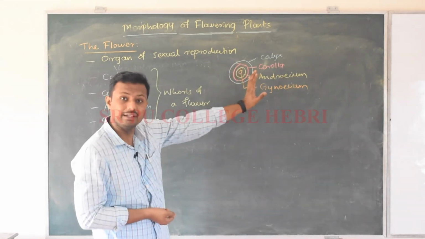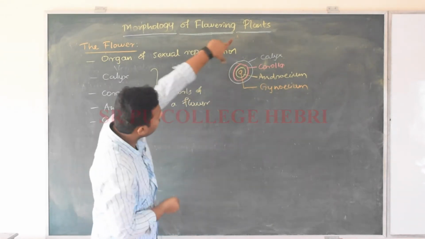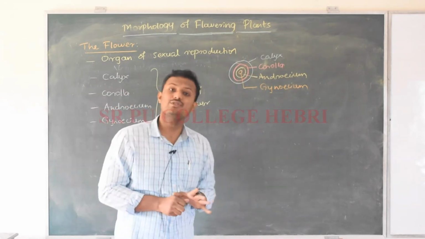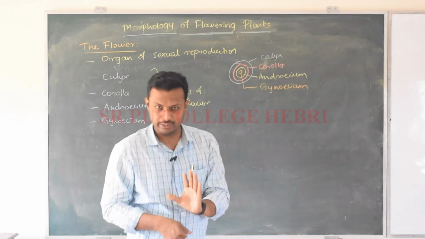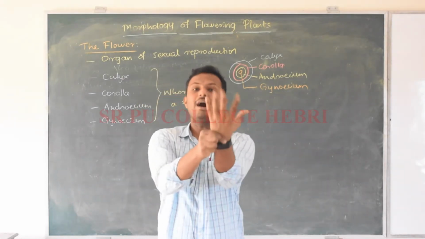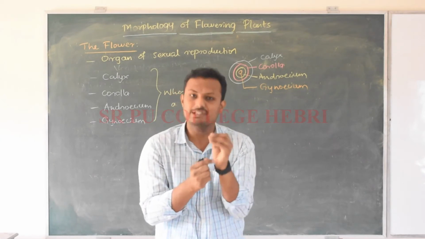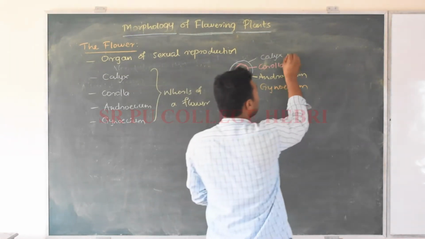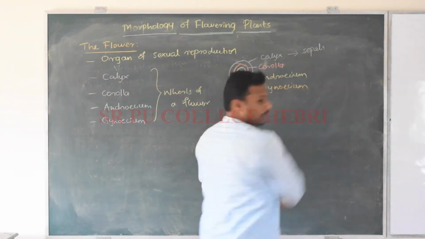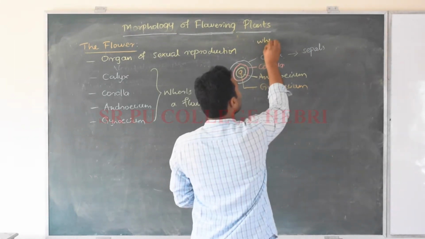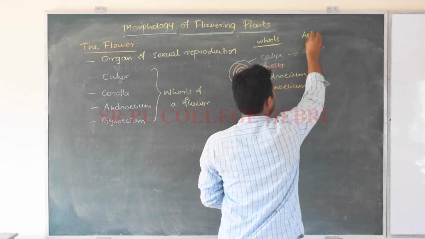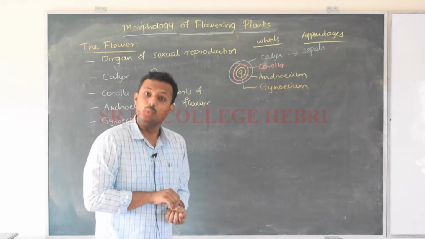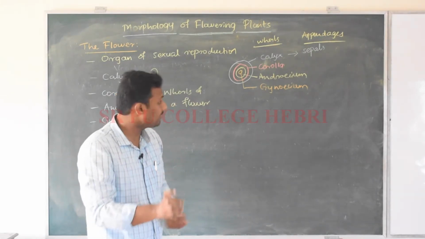And these will have their appendages. That means the whorl is called calyx, the whorl is called corolla, but the appendages of the calyx means what? See, I will give an example. This is called the palm, right? What are the appendages of this palm? What are digits? Fingers, right? Similarly, what do we call the appendages of the calyx? They are called sepals. Okay, see, this is the whorl, this is the appendage. Appendage means the digits or the parts of that particular whorl of the flower. The appendages of the calyx are called sepals.